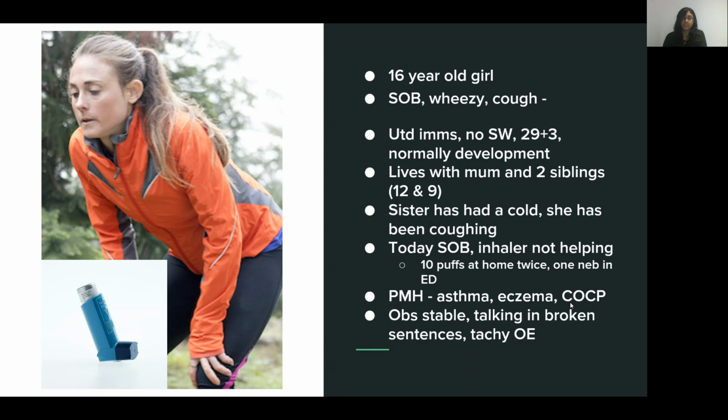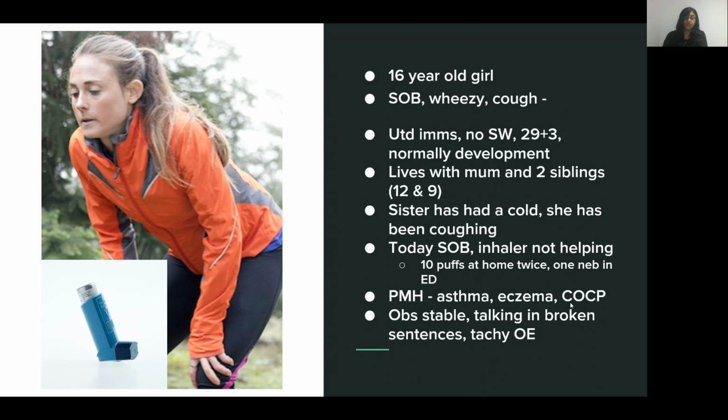She looks quite unwell when she came in, so we gave her a nebulizer of salbutamol with some ipratropium in it that will help to open up her airways. And the bonus question, COCP, was just it's a combined oral contraceptive pill, and it's good to know that there's different terms for it and what to ask for.